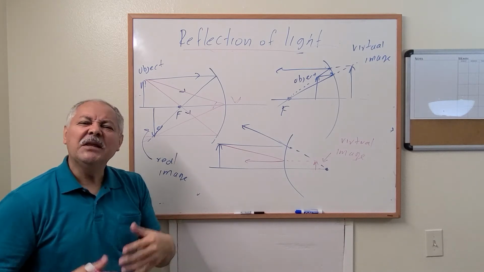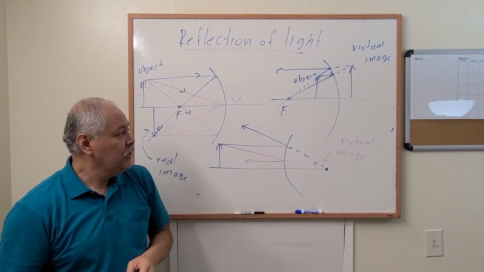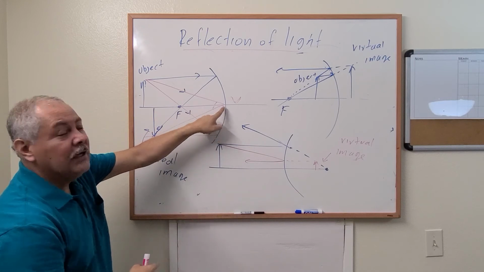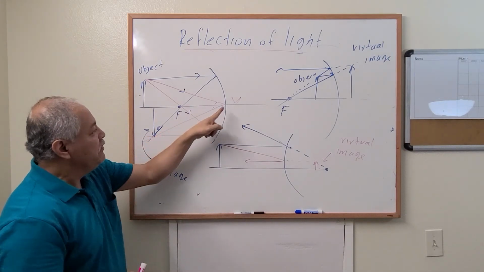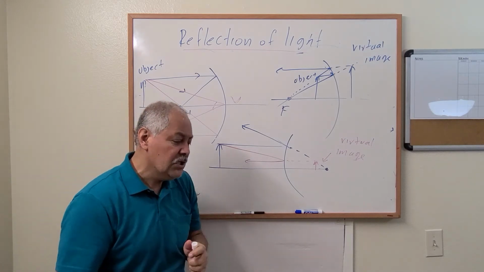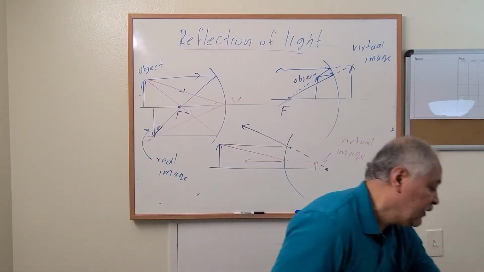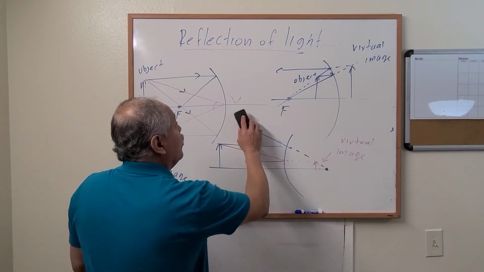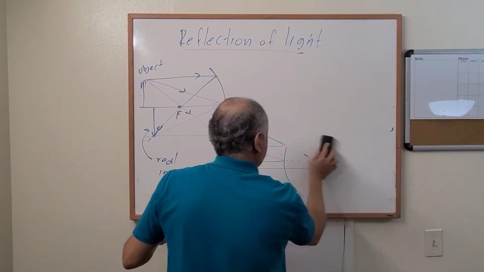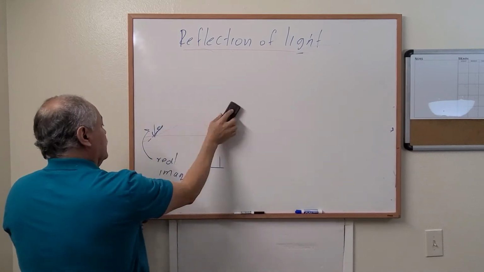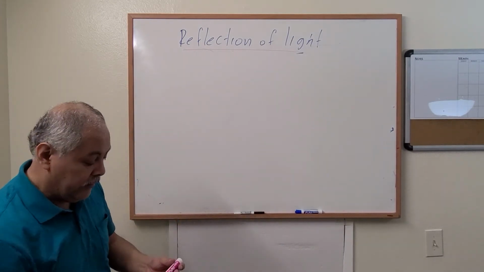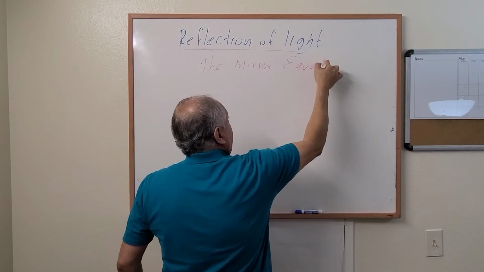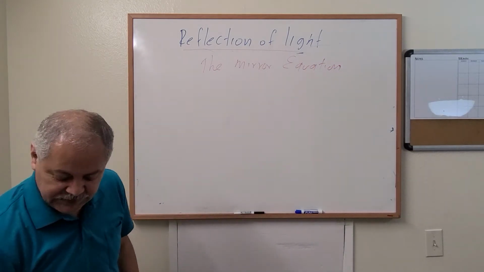Great. Now let's find an equation. Let's find an equation that helps us to work with distances, right? The distance of the object to the mirror, the distance from the image to the mirror, right, and the focal length. We have an equation, and that equation is called the mirror equation. Correct? Okay. Let's do it. Let's go for the mirror equation.